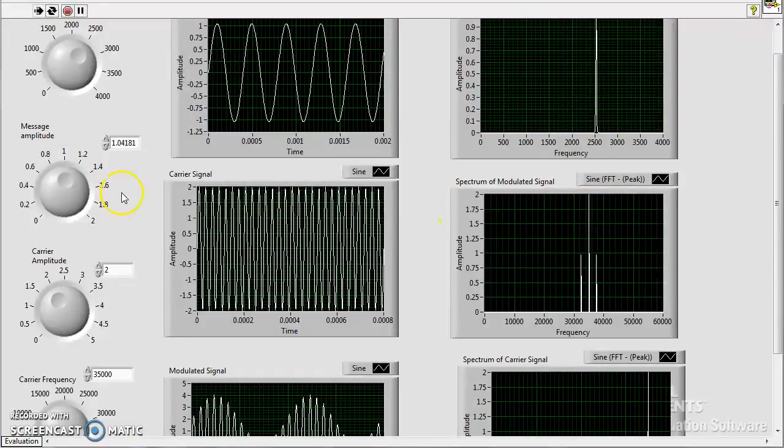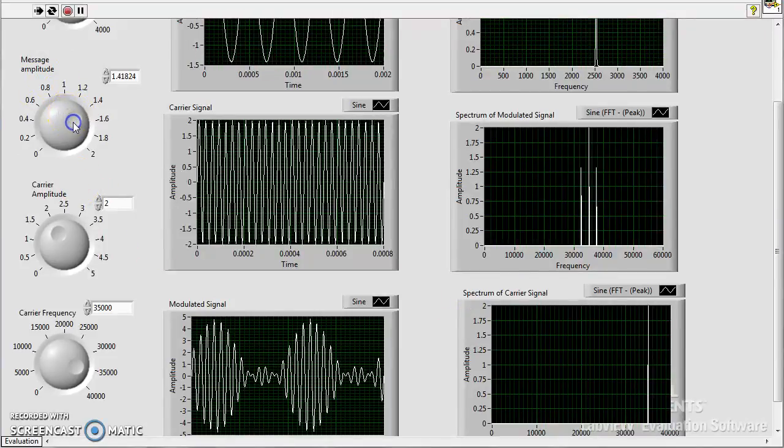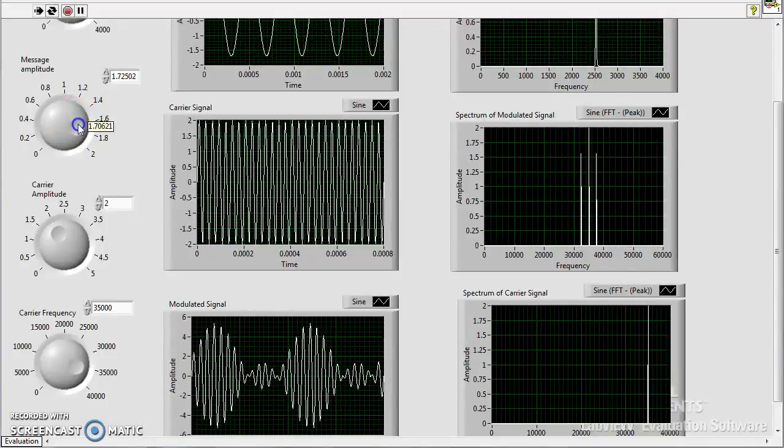So let me further increase it, where you could have over modulation. Looking into the waveforms, yes, you have over modulation over here. The amplitude of the sidebands is being increased. If I still increase it, the amplitude of the sidebands is being increased. So the waveforms indicate it is being over modulated, and the same is seen in the spectrum of the modulated signal.